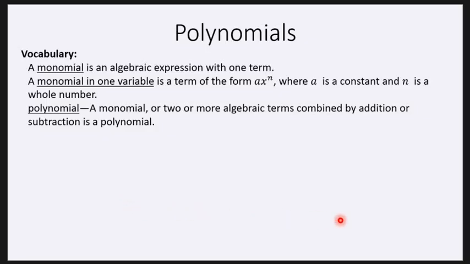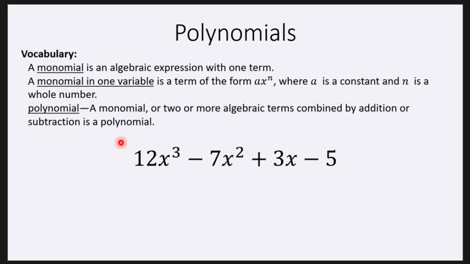Here's an example of a polynomial. This is more than just one term. Here I have 12x to the third, which is one term. Then I have negative 7x squared, which is a second term. I have 3x to the first, which is a third term. And I have negative 5, which can be looked at as negative 5 times x to the power of 0, making that the fourth term. So this polynomial consists of 4 terms.